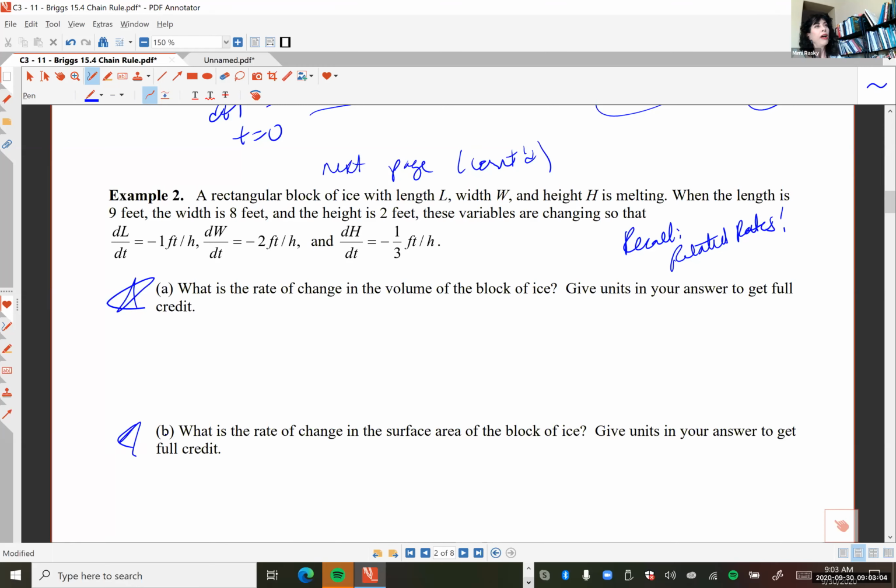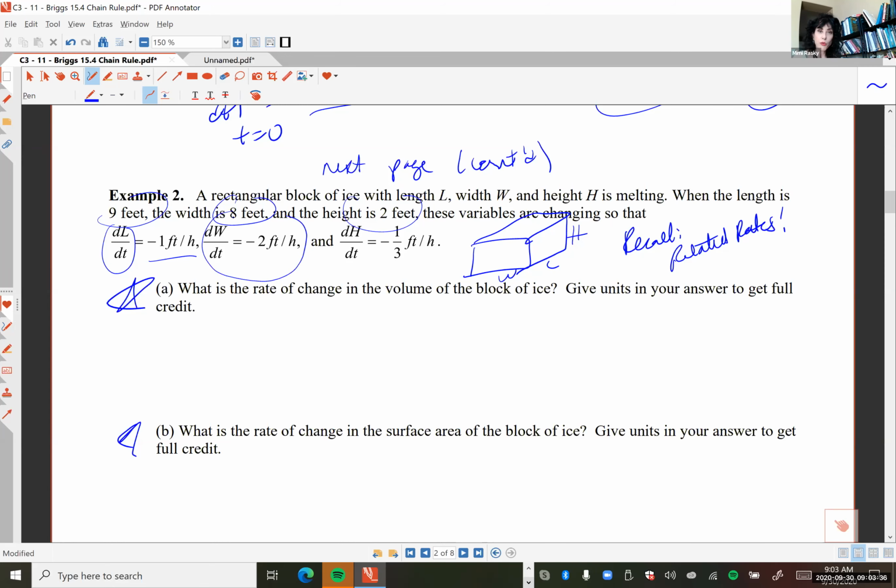We have a rectangular block of ice, and it's melting, okay? And it's got some length and width and height. And when the length is exactly 9 feet, it's a big block of ice, okay? And the width is 8 feet, and the height is 2 feet. These variables are changing, okay? The rate of change of the length with respect to time is -1 foot per hour, so it's melting.